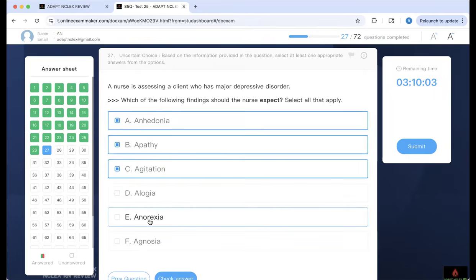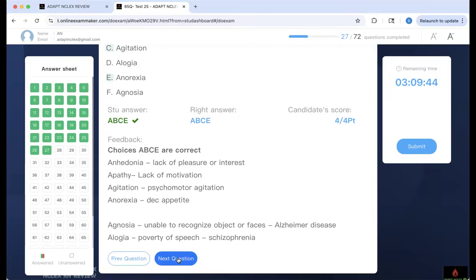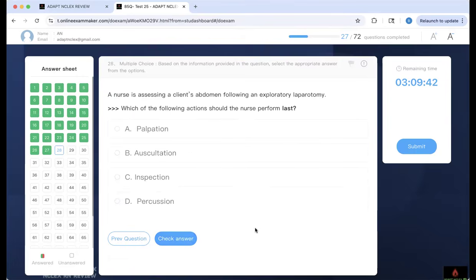Anorexia, yeah, they will eat or they will not eat. You see it in depression. Agnosia is about seeing people, faces, objects and you can't recognize them. Alzheimer's disease is a neurological problem, therefore watch for that. Anhedonia, apathy, agitation, anorexia are consistent with depression. The rest are not.